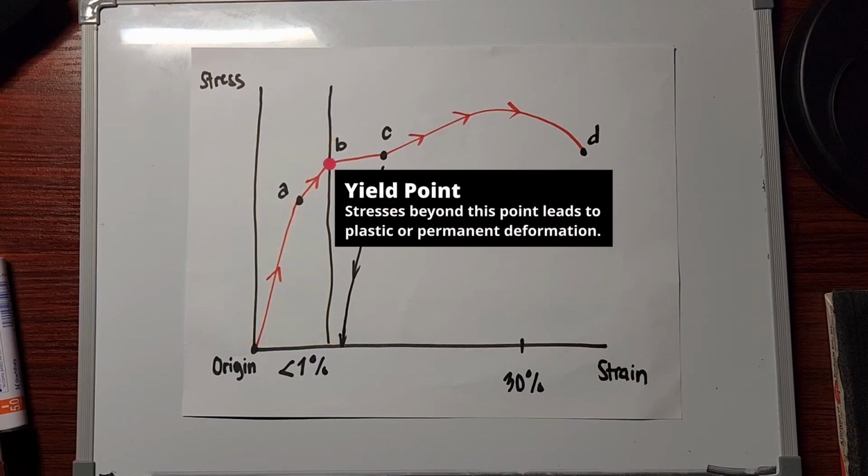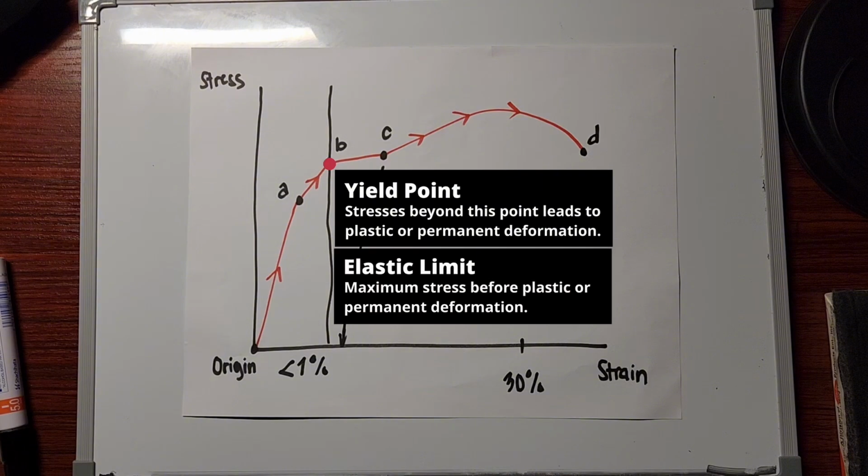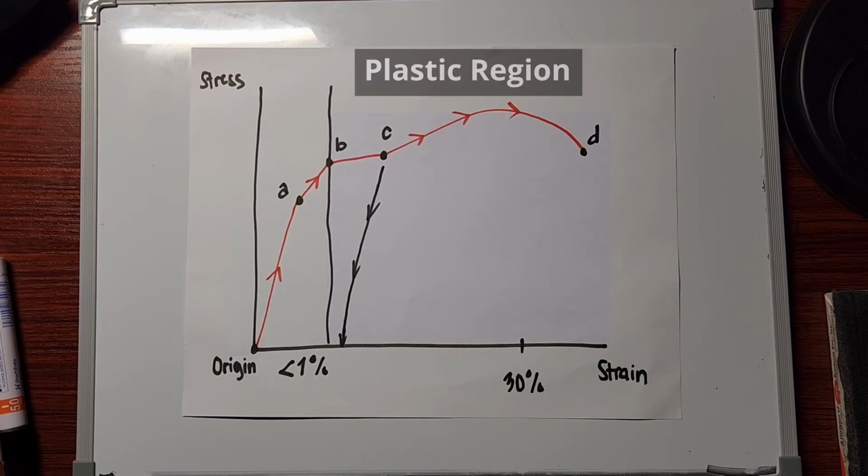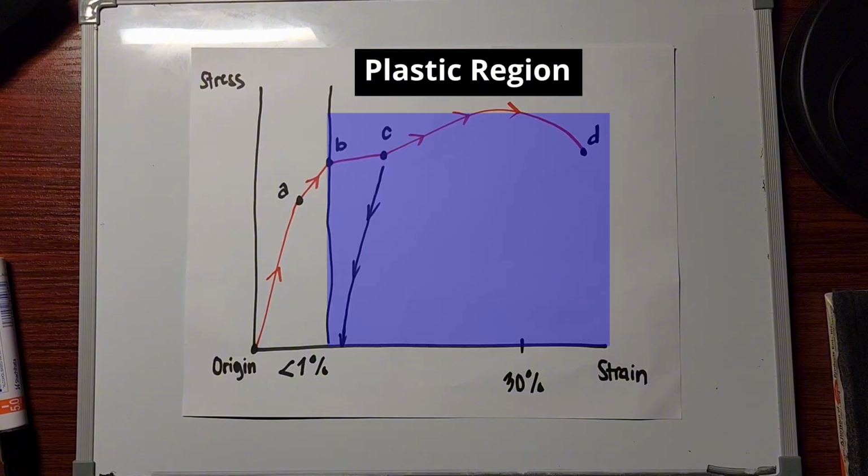Point B is what we refer to as the yield point. This marks the divide between the elastic and plastic region of an object's response to stress. The stress at this point is referred to as the elastic limit. Beyond point B is the plastic region. The object already experiences permanent or plastic deformation.